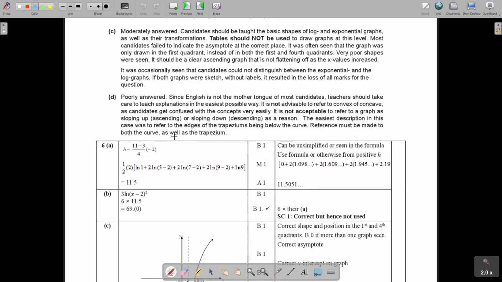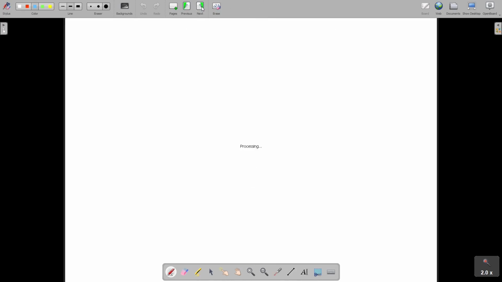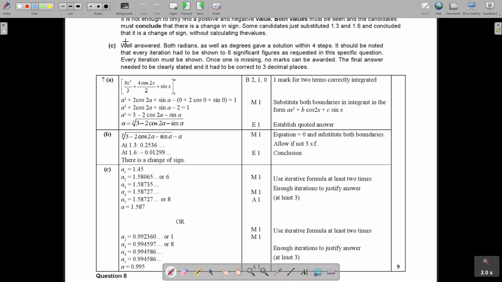Okay, so, we are now at the incorrect one, I think, yeah. So this was actually well answered. Both radians as well as degrees gave a solution with 4 steps. It should be noted that every iteration had to be shown to 6 significant figures as requested in this specific question. Every iteration must be shown. Once one is missing, no marks can be awarded. The final answer needed to be clearly stated, and it had to be correct to 3 decimal places.